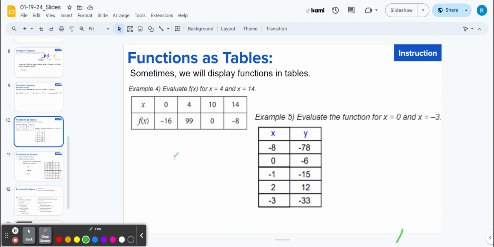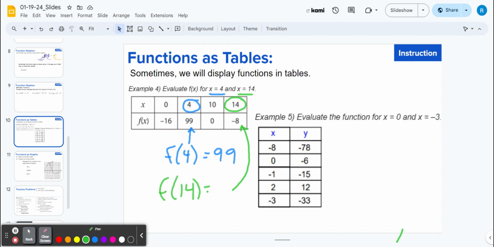So if we're asked to evaluate f of x in this table below for x equals 4, and x equals 14, let's start with x equals 4. All we got to do is find our x value here, find that x equals 4, and then our output here is going to be 99. So our function at an input of 4 is equal to 99. And then if we're trying to find it when x equals 14, all we got to do is find that x value of 14. That tells us that our output is negative 8. So our function at 14 is equal to negative 8.